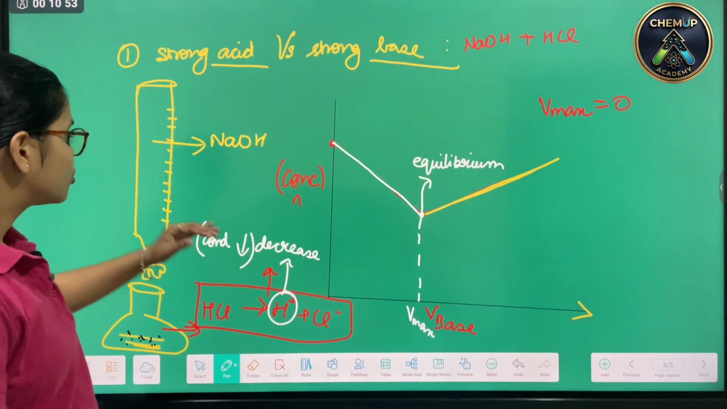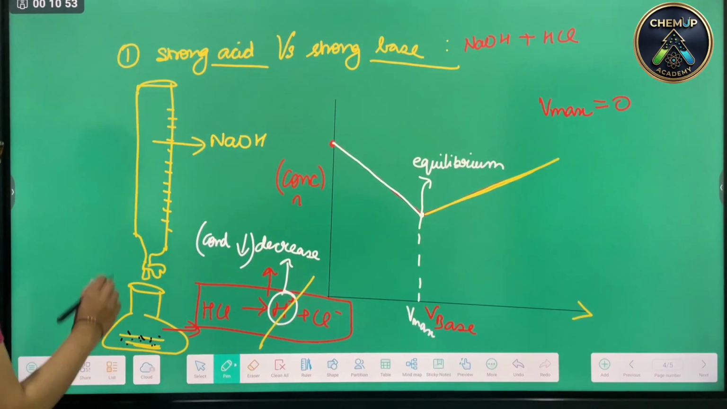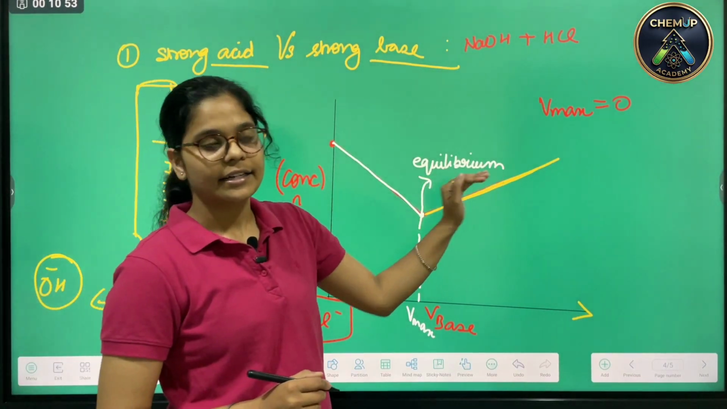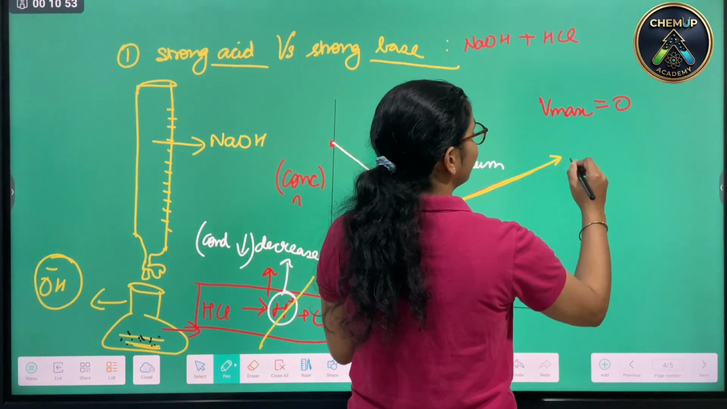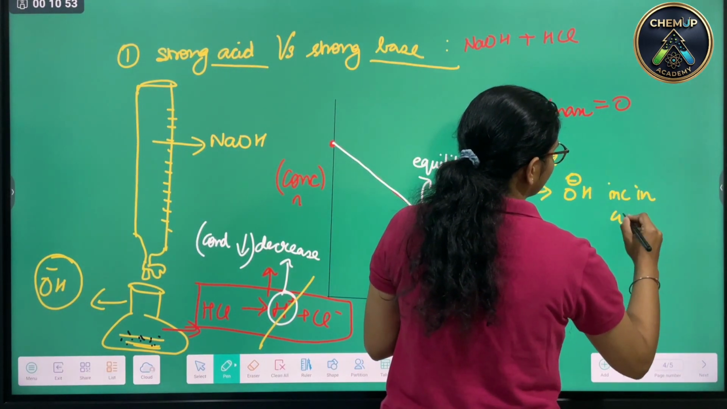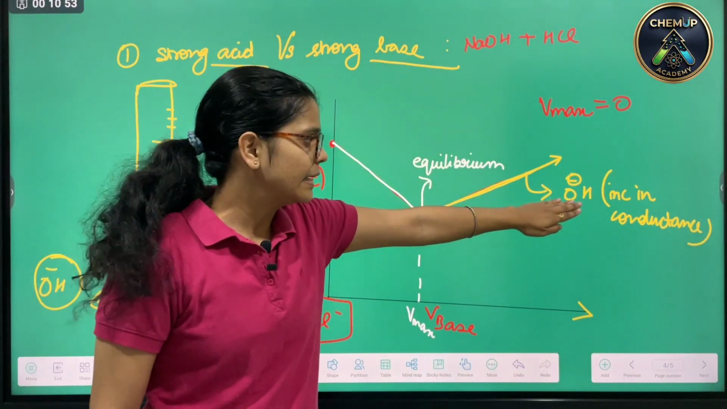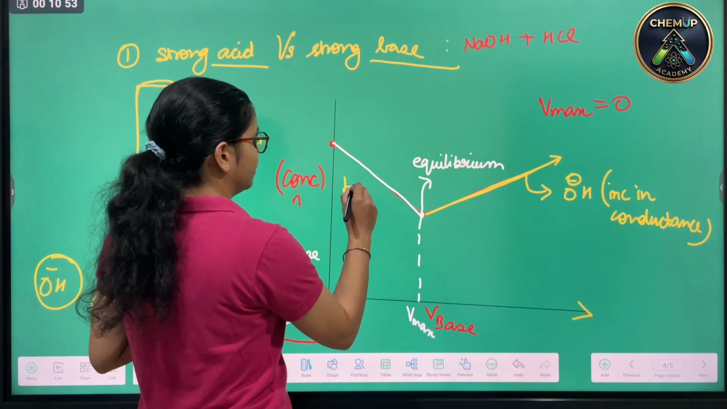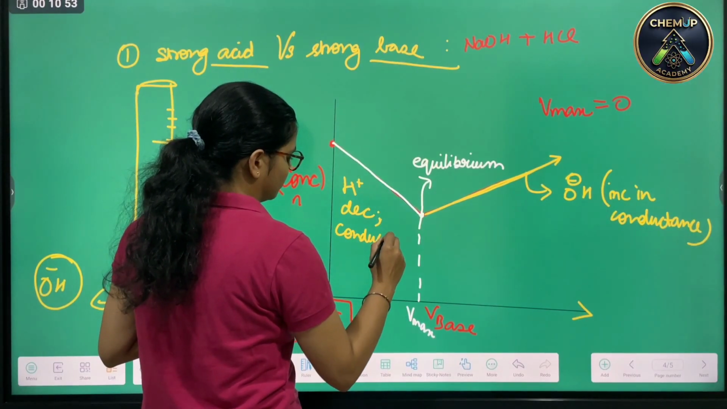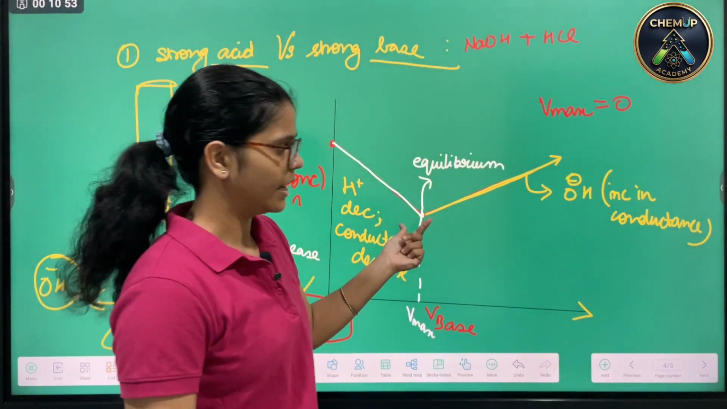Because after that also I keep on adding NaOH. H has now completely been removed from this solution. Now we are left with OH ions. Due to the presence of the OH ions, conductance is increasing. Therefore, this graph represents the OH ions and increase in conductance. OH increases, therefore conductance increases. Here H ions decrease, conductance decreases. And this is the point of equilibrium that we have attained.